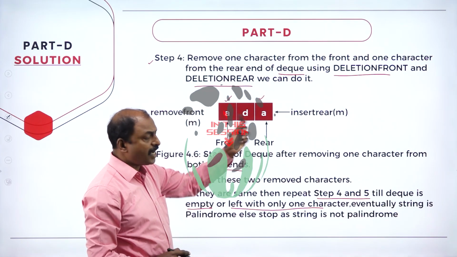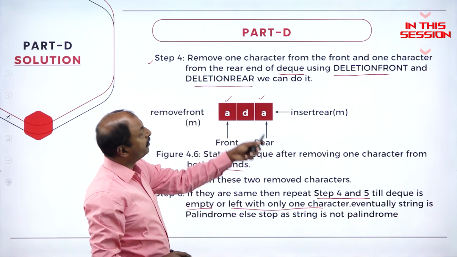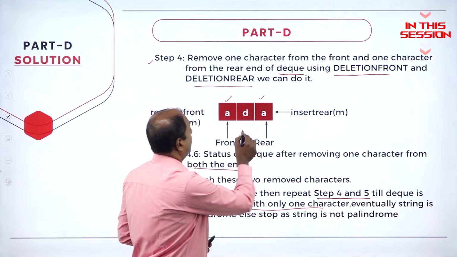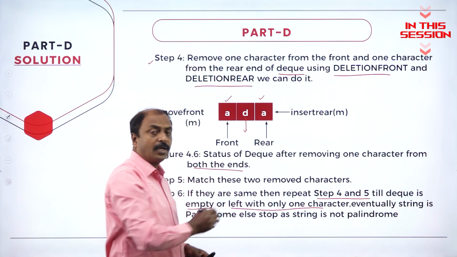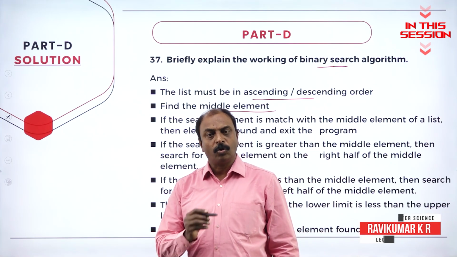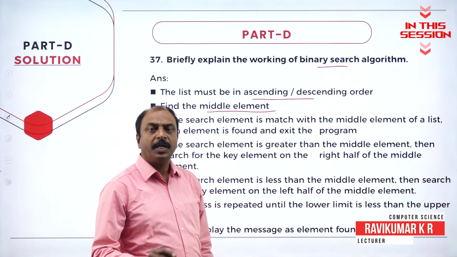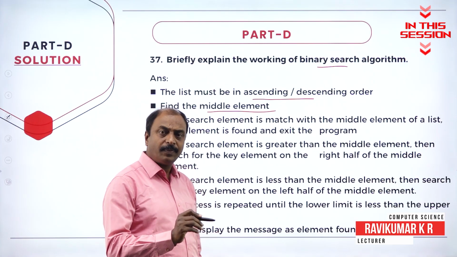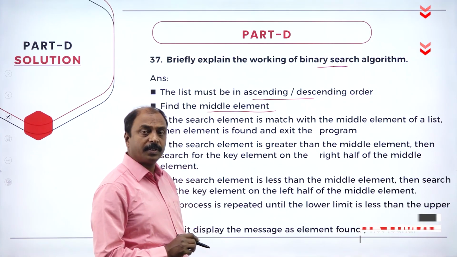Compare A and A, both are equal. Again we have to proceed this till we get at least one character or till the string is empty or Q is empty. So how do we find the middle element? Lower bound plus upper bound divided by 2 gives us the middle element of the given list.